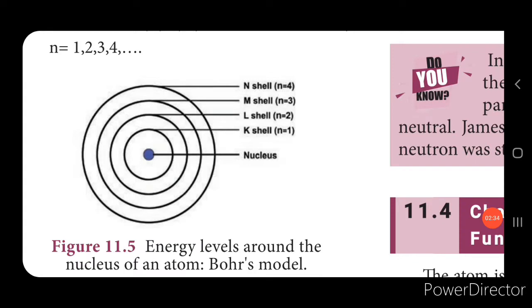Now, how is the stability explained here? Since the electrons revolving around the nucleus are not going to gain energy or lose energy, they will revolve in their orbits continuously. So this explains the stability of the atom.